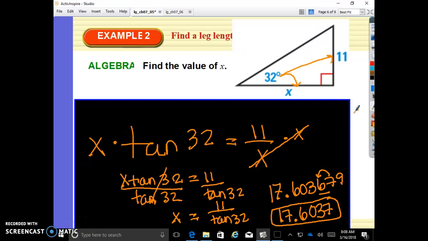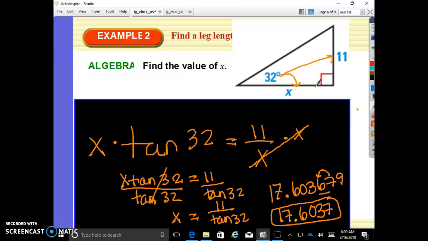11 divided by 32 tan button equals, because you guys are using the TI-30XA. If you're using a different calculator other than the TI-30XA, some of them do it in the order you punch it in. So if you have one of those calculators, you would do 11 divided by tan 32 equals. But on our TI-30XA, which my students are using, it's 11 divided by 32 tan button equals.